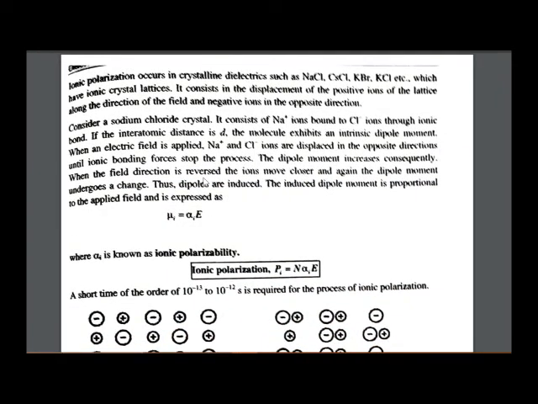Ionic polarization occurs in crystalline dielectrics such as NaCl, CaCl, KBr potassium bromide, KCl potassium chloride, even NH4Cl, etc., which have ionic crystal lattices. It consists in the displacement of positive ions of the lattice along the direction of the field and negative ions in the opposite direction.